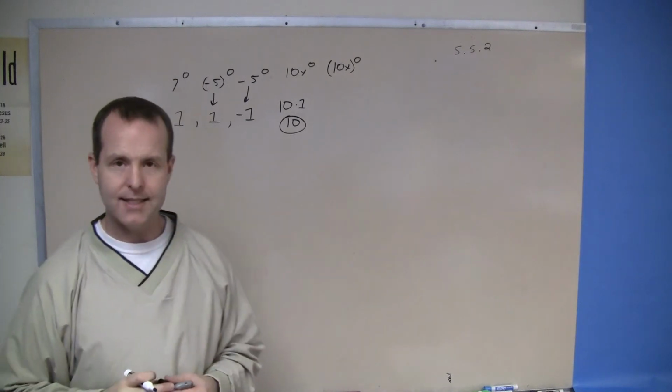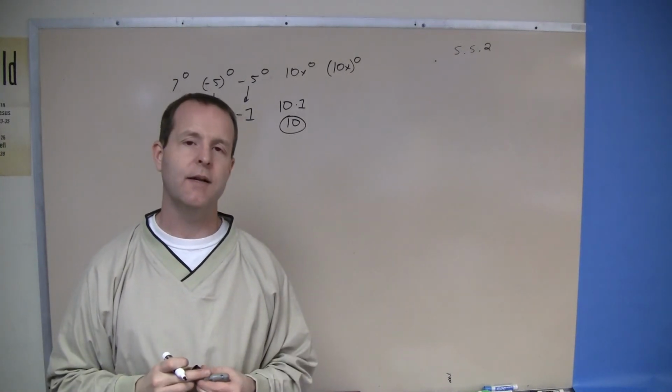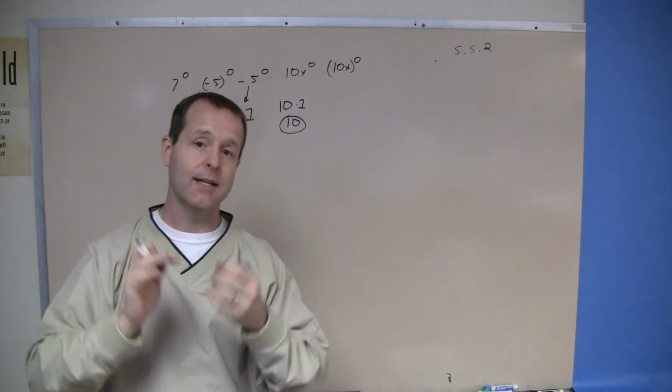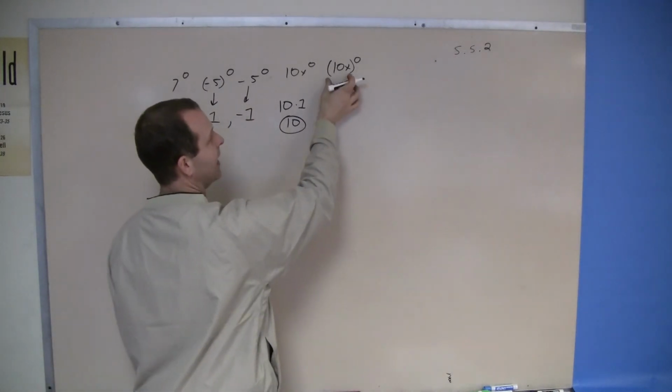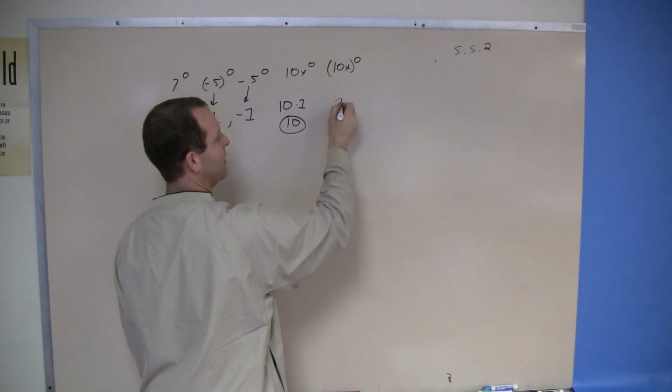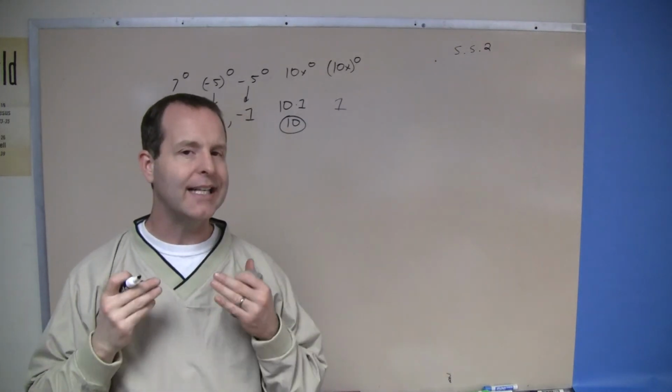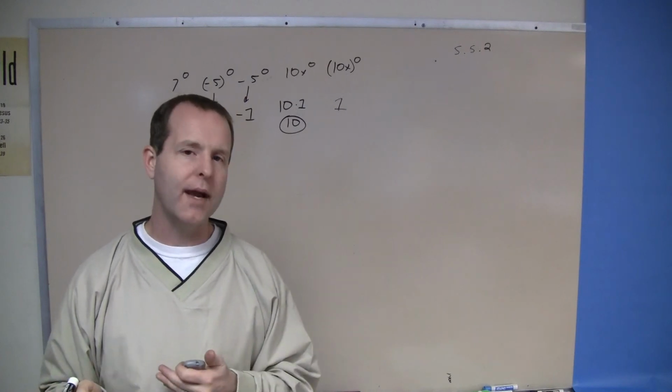And then on that last example, you can start to see a little bit of the subtle difference. This time, the entire 10x is to the 0 power. So (10x) to the 0 just results in a 1. It's the same rule. It's applied the same all the way across.